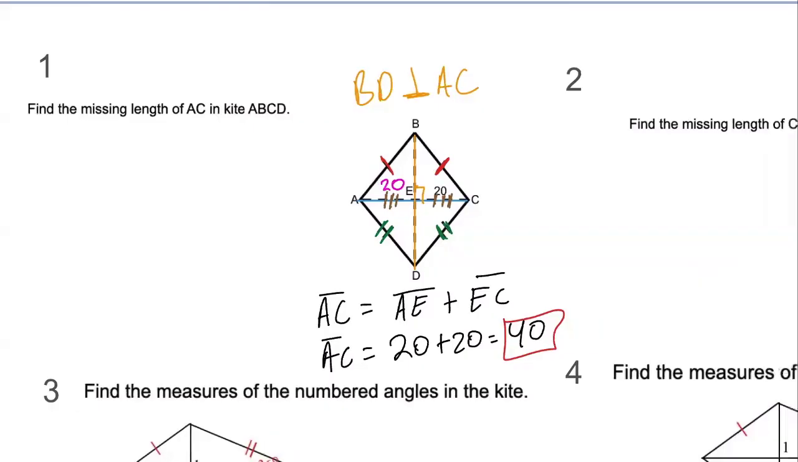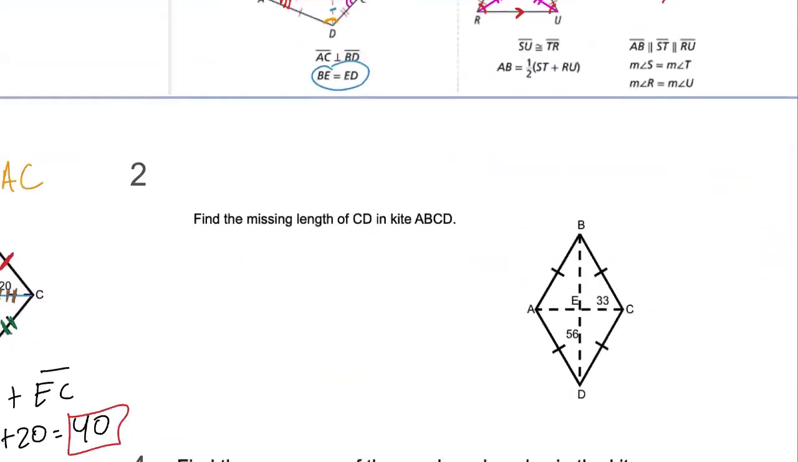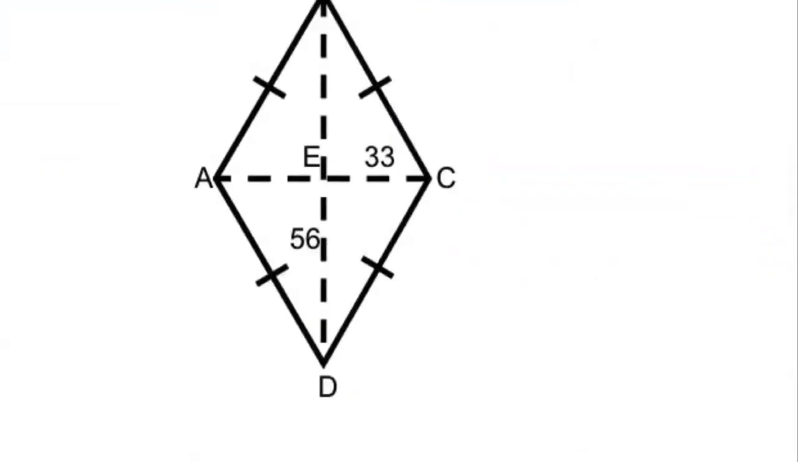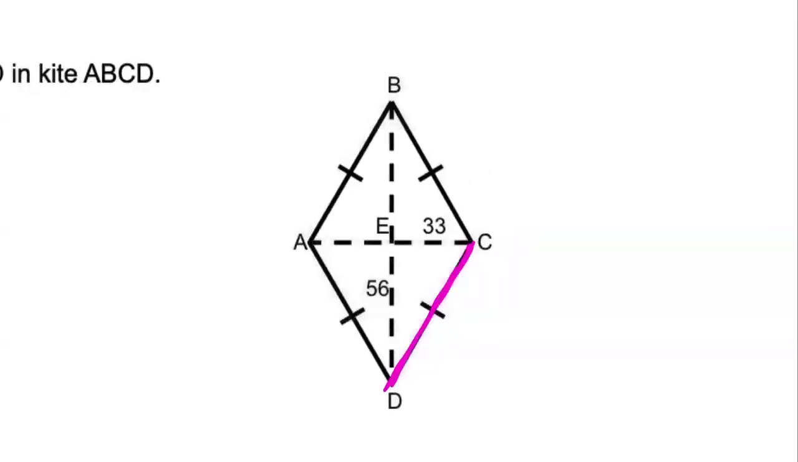All right, moving on. Number 2, find the missing length of CD. In this case, CD is this length right here. Now we know that opposite sides are congruent, or in this case, all sides are congruent. So I would consider this to be a rhombus instead of a kite, but it follows the same thing. In this case, BD is perpendicular to AC.